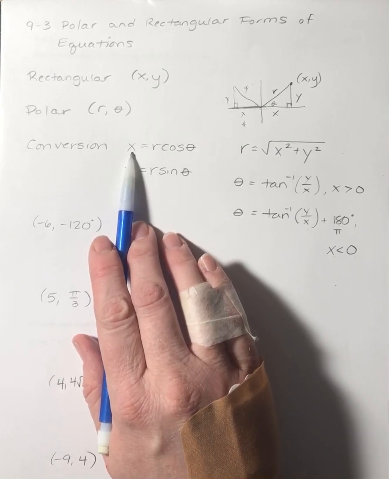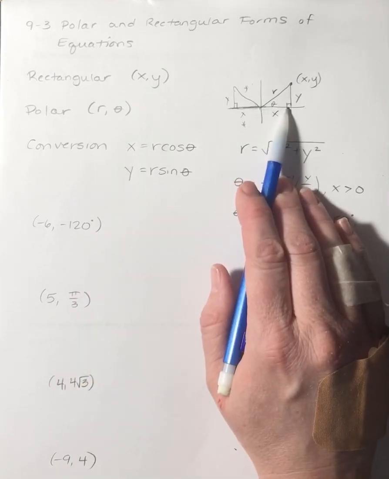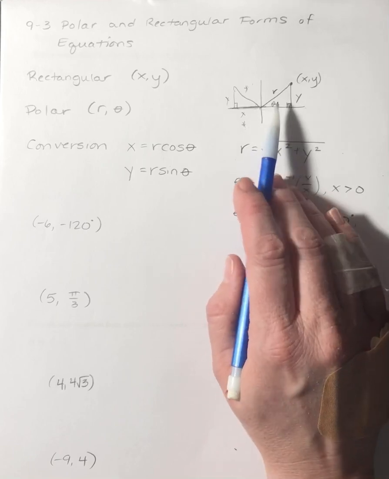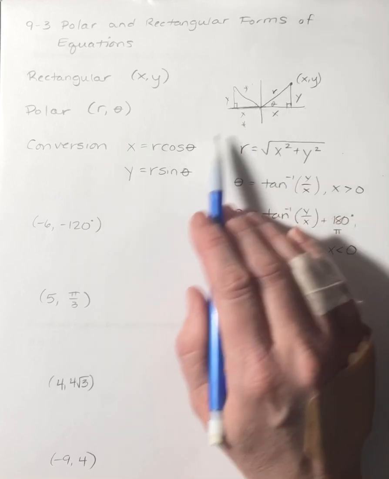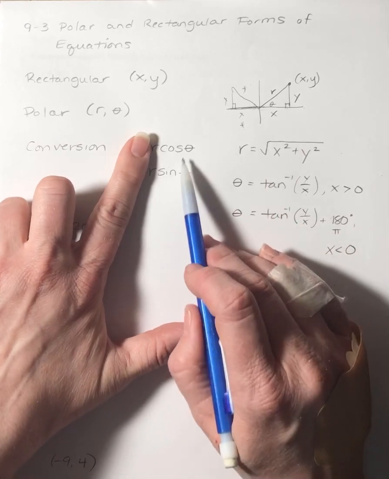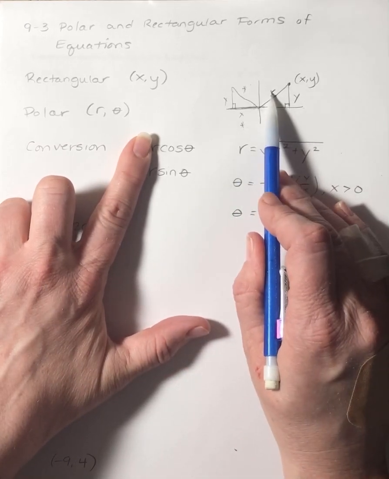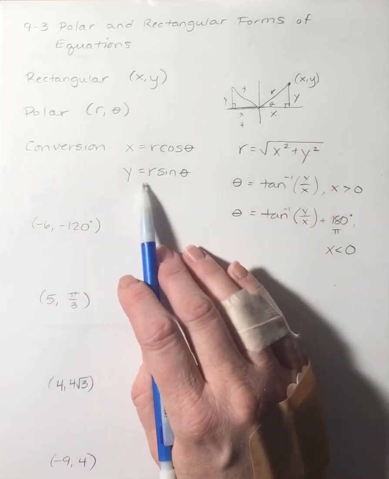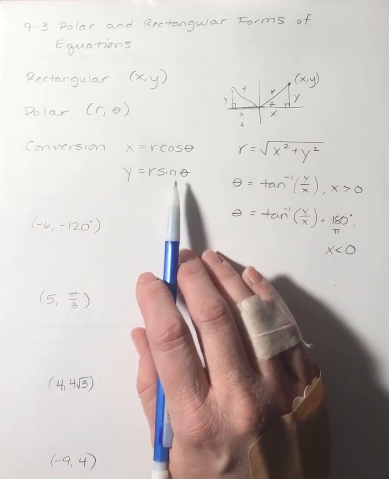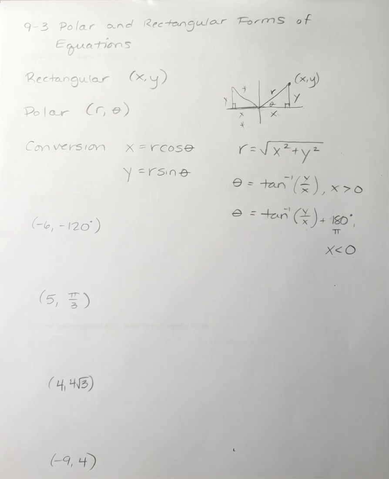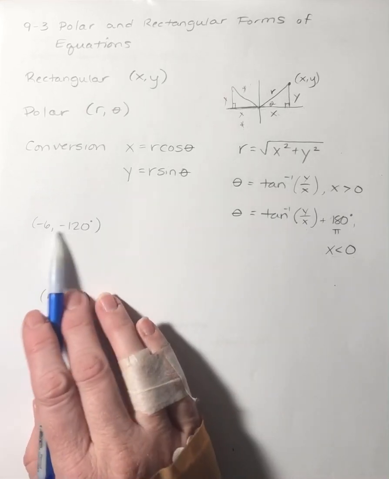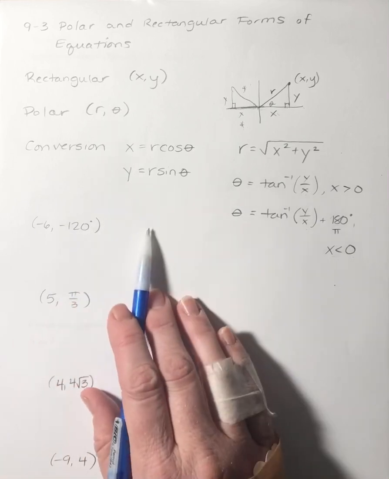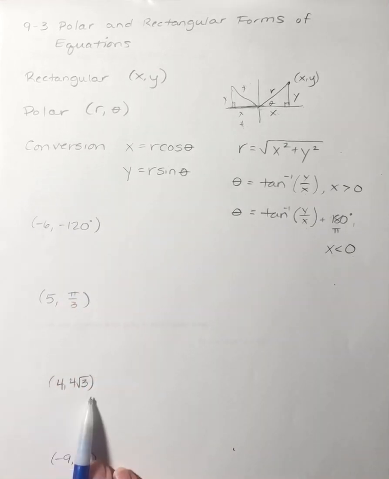Additionally, x is equal to the cosine of theta times r, because cosine of theta would be equal to x over r. So then we'd multiply by r. So x is r cosine theta and y is r sine theta. So these are the conversion factors that we're going to use. They're going to give you polar coordinates and they want you to change them to rectangular, or they're going to give you rectangular coordinates and they want you to change them to polar.